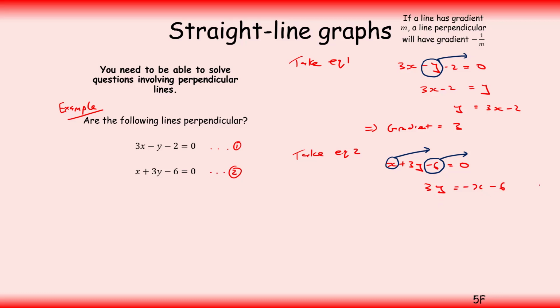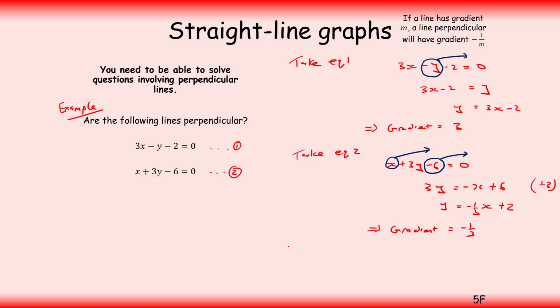And then I'm going to divide through by 3. So that leaves me with y is equal to, if I divide by 3, I get minus 1 over 3, or minus a third x. Oops, that's a plus 6, isn't it? Plus, and 6 divided by 3 is 2. So the gradient is equal to minus 1 over 3.